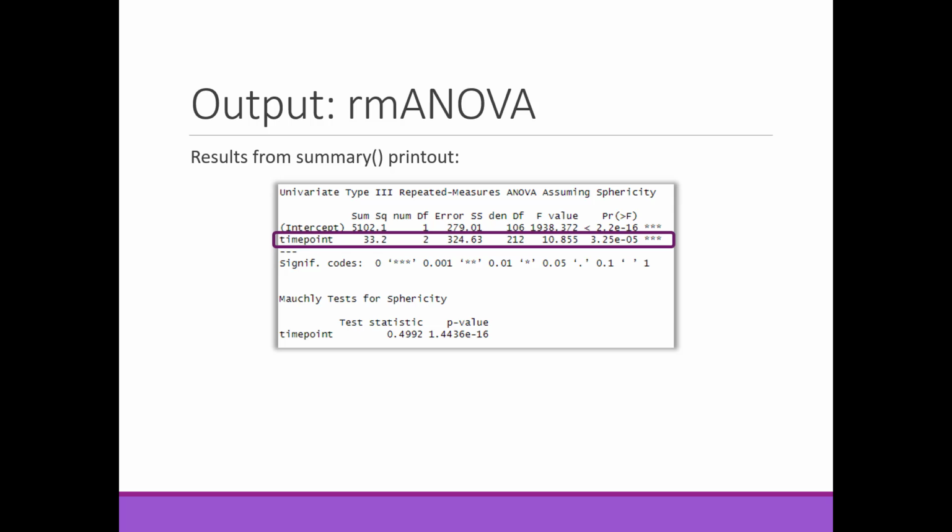Now we noticed that when we ran the Mauchly test, though, that we had a very small p-value. And because the p-value is less than our alpha 0.05, we noticed that the sphericity assumption was not met. And so we need to keep looking down in our output to get more information.